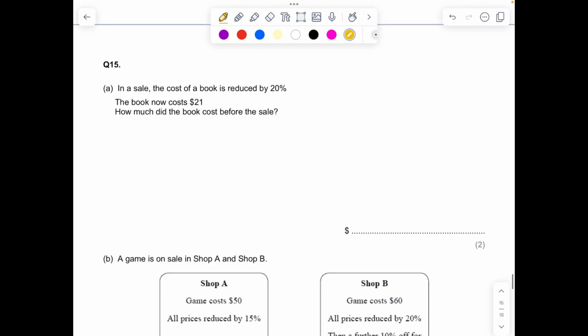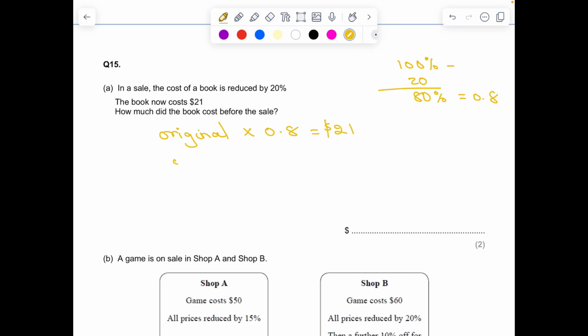Okay, in a sale, the cost of a book is reduced by 20%. The book now costs $21. So this is a reverse percentage question. The original cost, if you were reducing it, you would have multiplied by 0.8, because remember, we do 100%, take away 20%, and that gives you 80%, which is 0.8 as a decimal. So we would have multiplied the original by 0.8, which gives us $21.